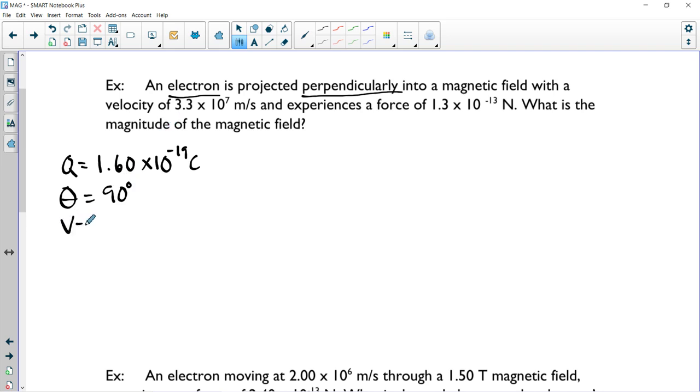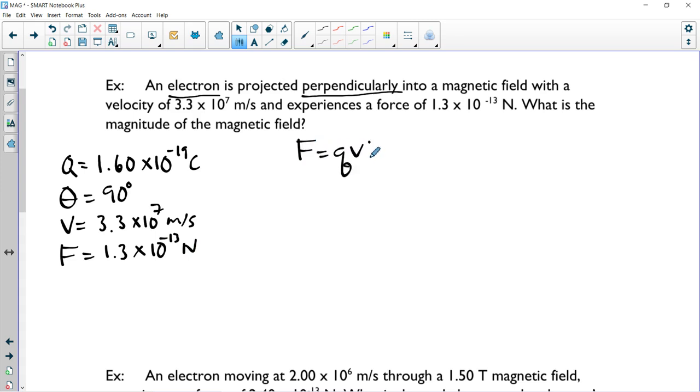Into a magnetic field with a velocity. So usually these velocities are pretty high: 3.3 times 10 to the 7 meters per second. And it experiences a force, so that's our F, of 1.3 times 10 to the negative 13 newtons. So the next thing we want to do is write out our formula. F equals qvB sine theta. I don't know why I'm using two different Q's. I'll fix that up. I'll change this Q to a lowercase q. And again, if you want to use uppercase, lowercase, it doesn't matter to me.